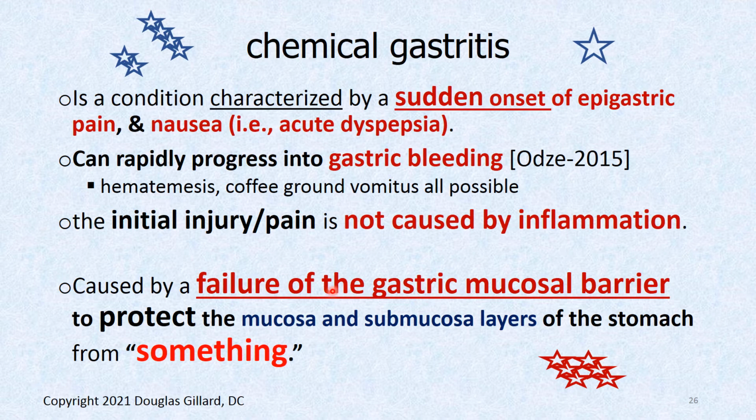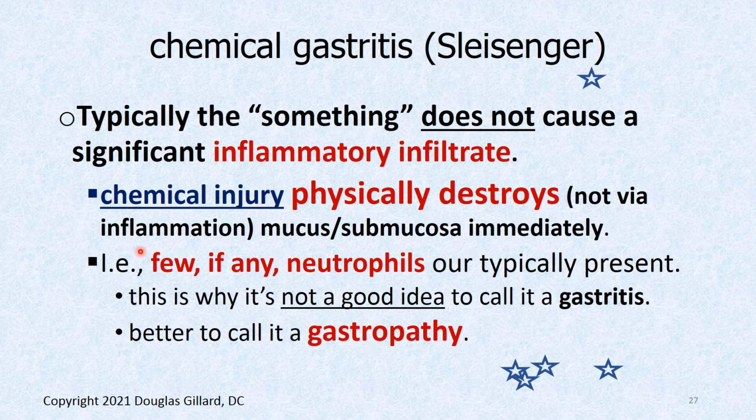But sometimes it is a problem. Something knocks out the GMB and you can get destruction. The natural acid can be the chemical gastritis irritant if the GMB fails. Right? Yeah, so typically that something doesn't cause inflammation. It physically damaged the tissue.